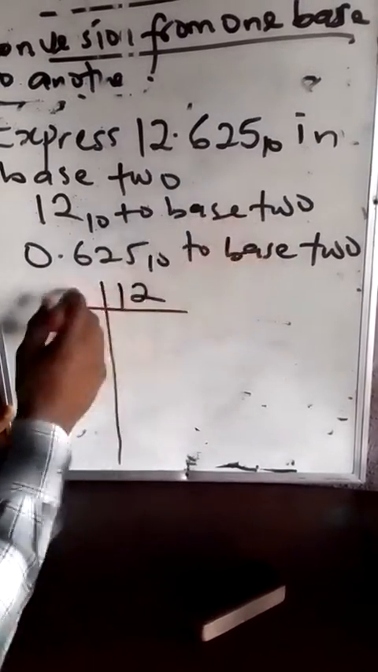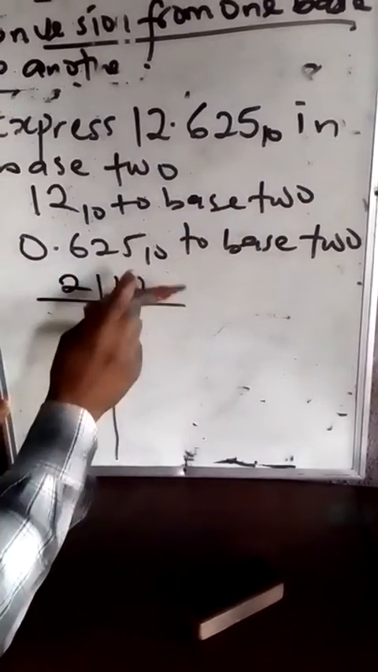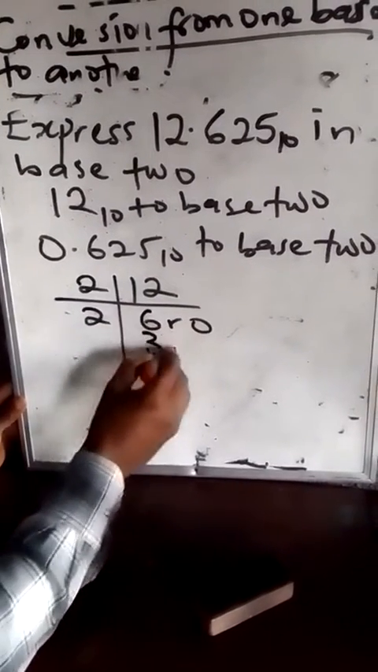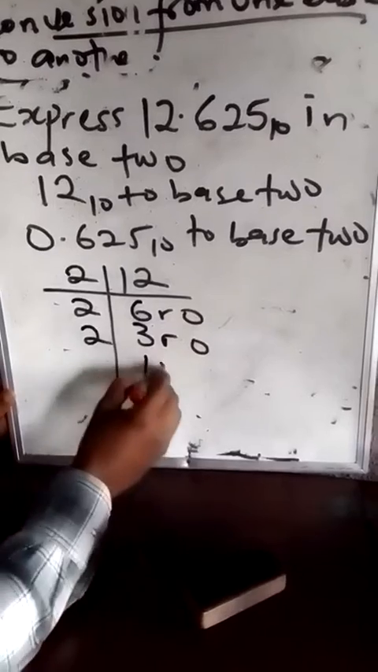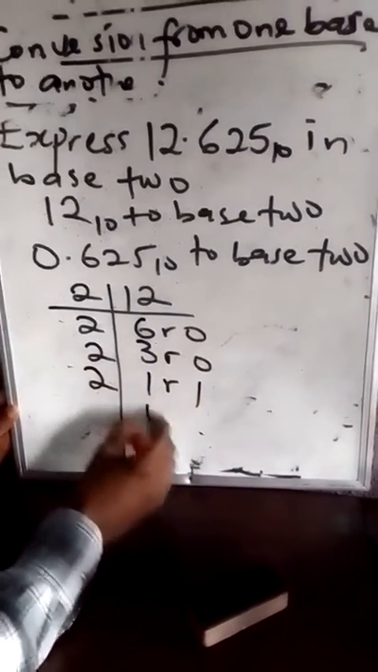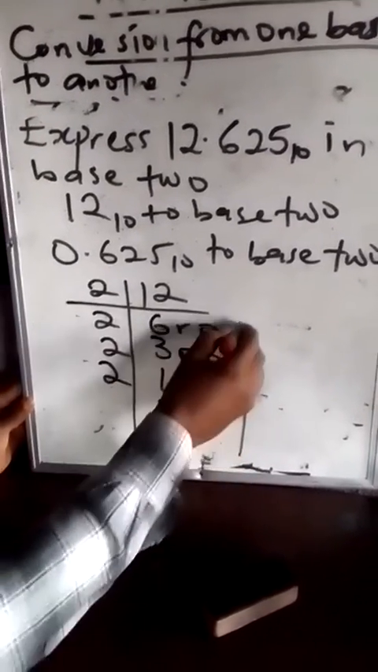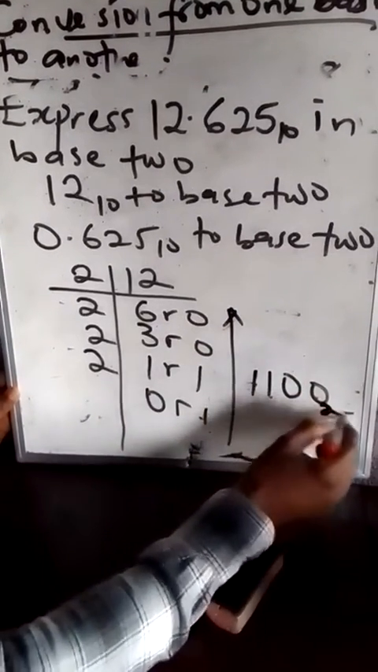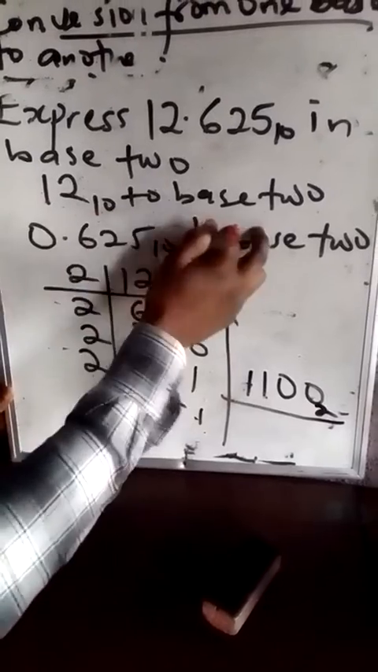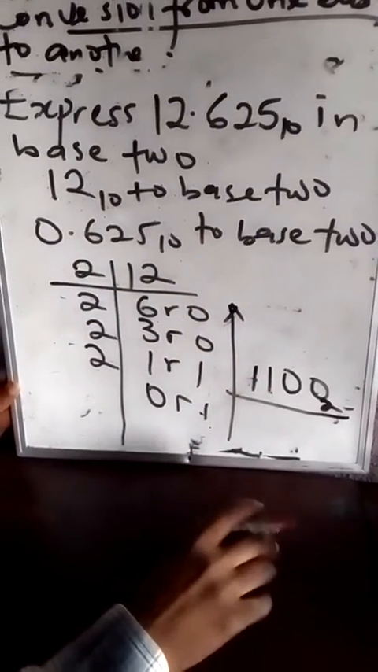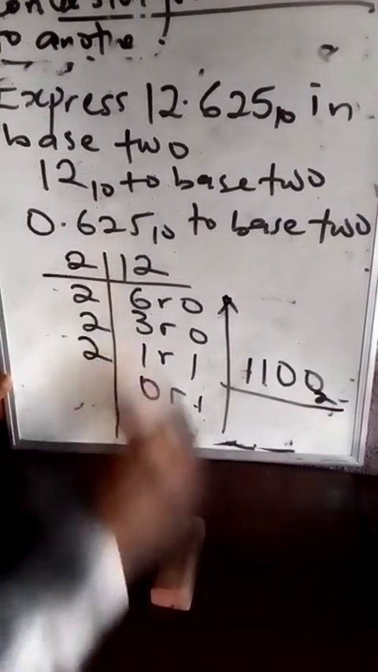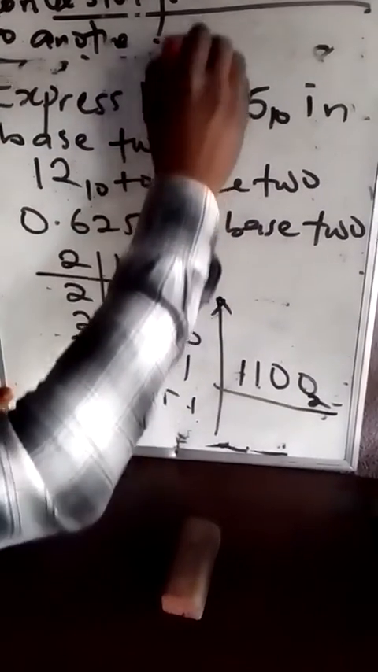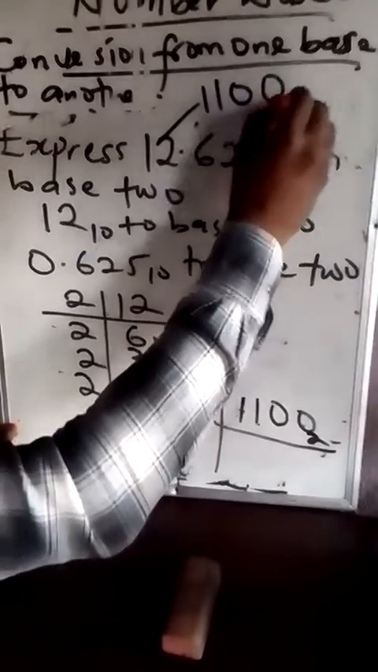12. 2 in 12, that's 6, and that's 0. 2 in 6, that's 3, and that's 0. 2 in 3, 1, and that's 1. 2 in 1, 0, and that's 1. So for the first one, for the 12, we have 1, 1, 0, 0, base 2. Now, let's do this second one.